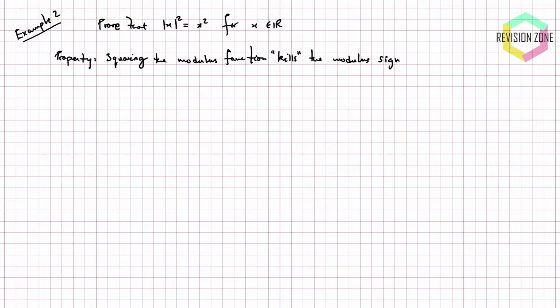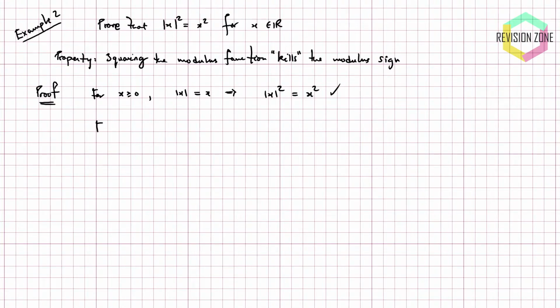Okay, so another way of saying that is squaring basically kills the modulus sign. So let's see a proof of that. Again, this shouldn't really be that surprising. Let's say for x bigger than or equal to 0, we know that the modulus of x function is just going to give me x. So when I square the modulus function, it's the same thing as having x squared. So we've proven it for x bigger than or equal to 0.